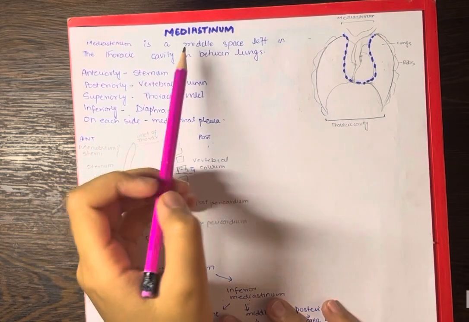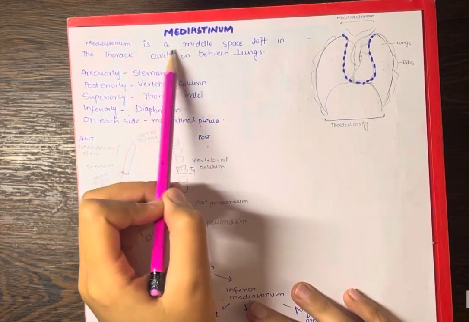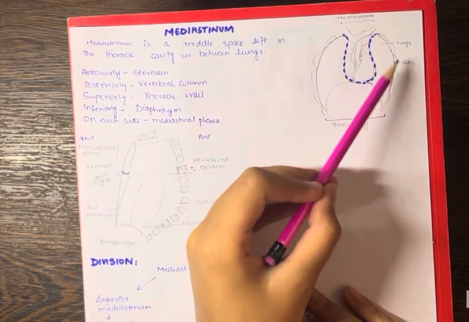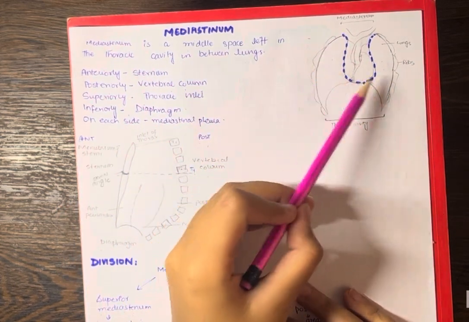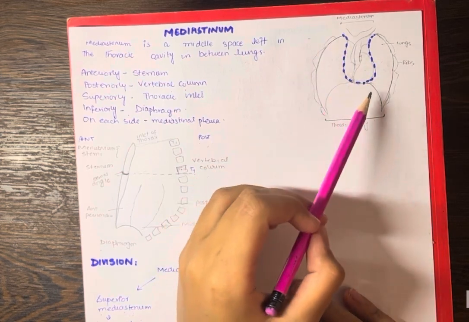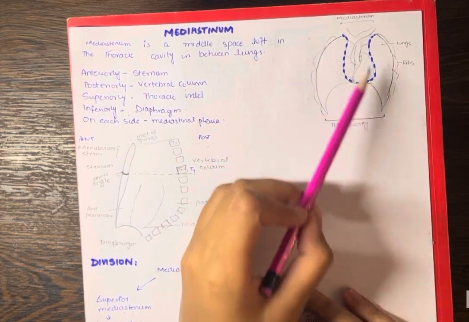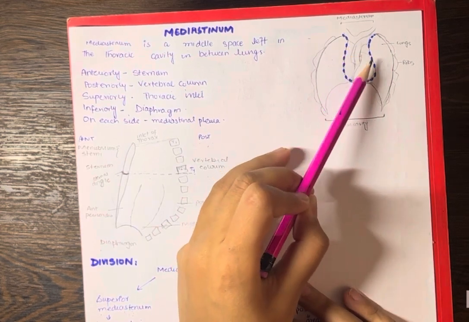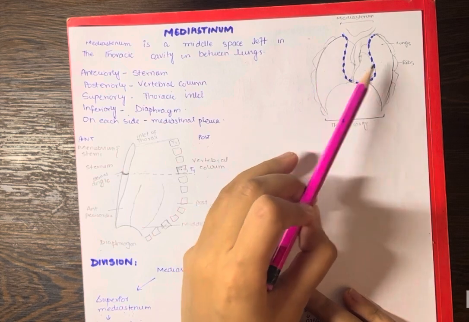So today we will talk about the mediastinum. The mediastinum is a middle space left in the thoracic cavity in between the lungs. This whole area is the thoracic cavity. It contains the lungs, heart, and other structures also. In the middle of the thoracic cavity we have the mediastinum. So it is present between the lungs.